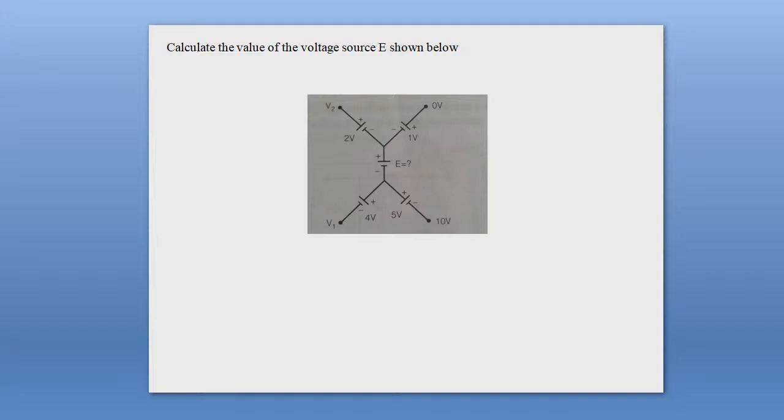Okay, now everyone solve this one, the problem you see on the screen. You see a circuit having several sources. The question is that you tell me the value of voltage E. Everyone use the concept, either KCL, KVL, mesh analysis, loop analysis, node analysis, matrix form, whatever you can use to solve this one.